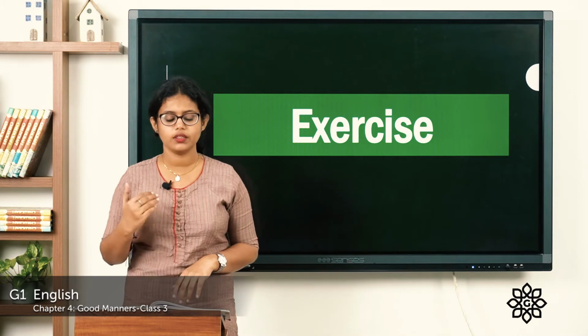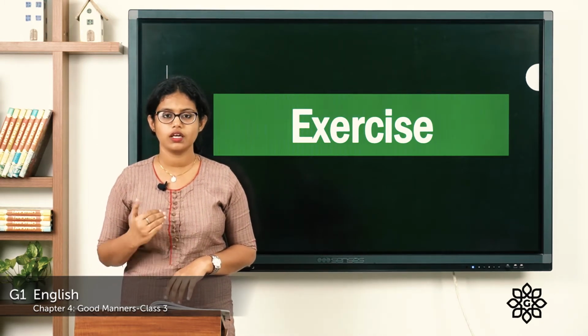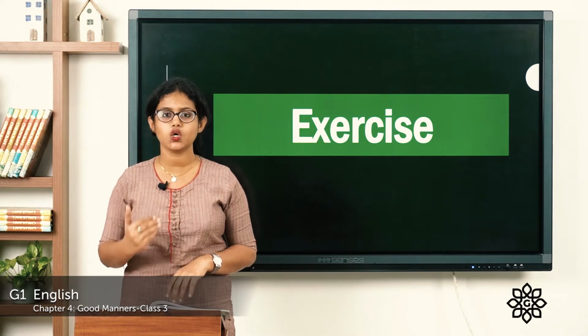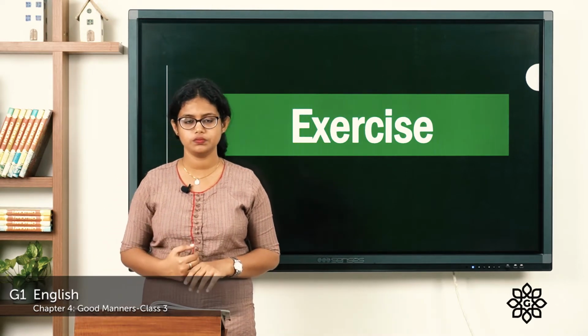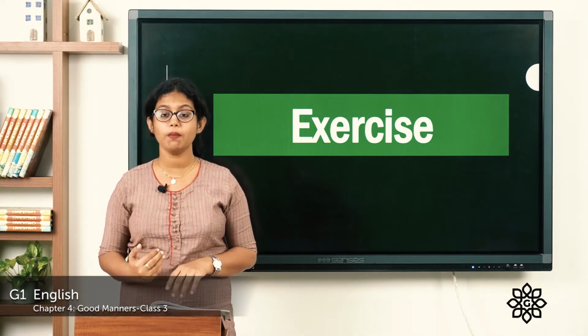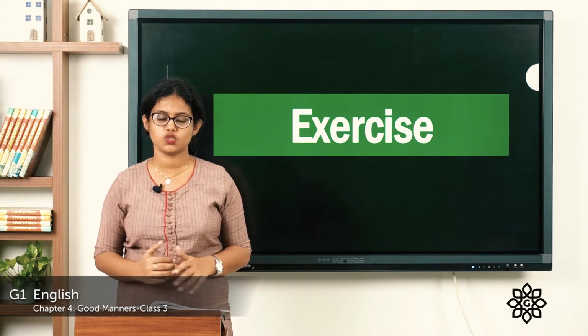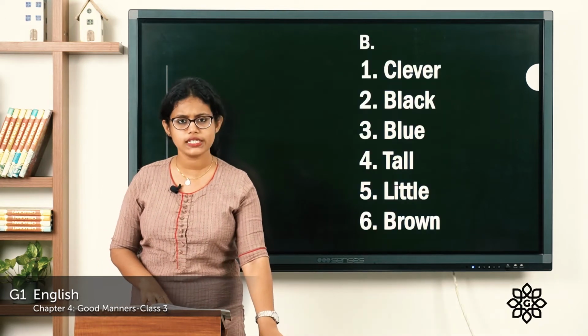Sixth one. The brown dog crossed the street. Seventh one. My mother cooks tasty food. Eighth one. My friend has a curly hair. So hope you have done the answers. So let's see the answers.